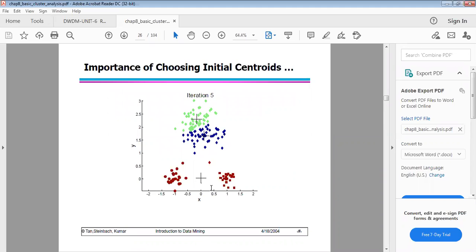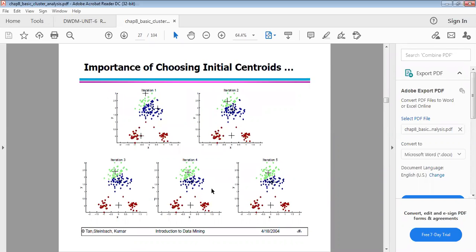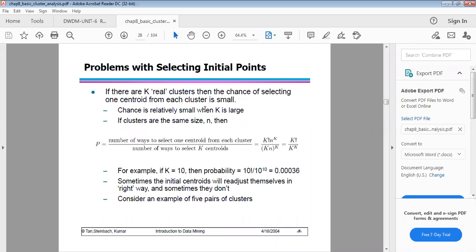Here you have to implement the initial centroids. Importance of choosing the initial centroids. You have to find iteration 1 up to iteration 5. The problem with selecting initial points: if there are k real clusters, then the chance of selecting one centroid from each cluster is small. The chance is relatively small when k is large.